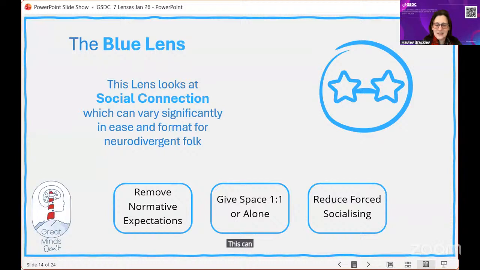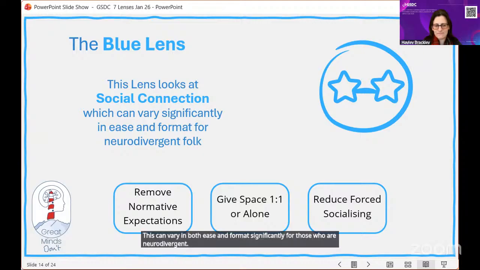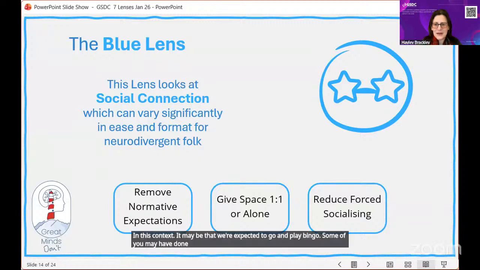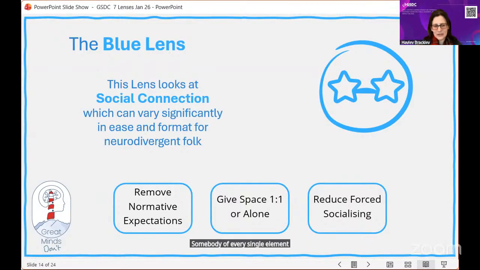This can vary in both ease and format significantly for those who are neurodivergent. This is things like walking into a room and being asked to give something interesting about yourself. For many that are neurodivergent, that can be really, really tricky to work out what is interesting in this context. It may be that we're expected to go and play bingo. Some of you may have done this before, where you have to go around and speak to somebody for every single element on a bingo card. And actually, that can be really tricky for some people.